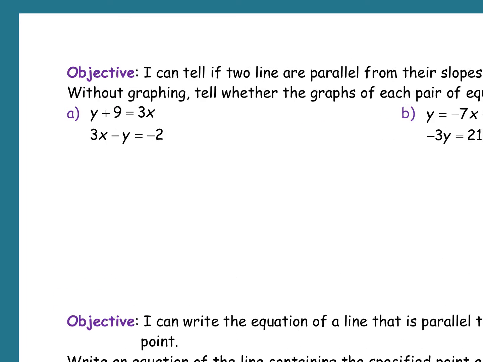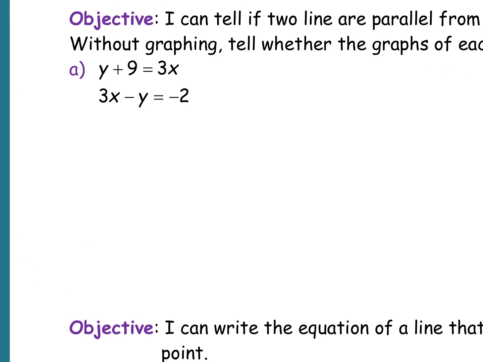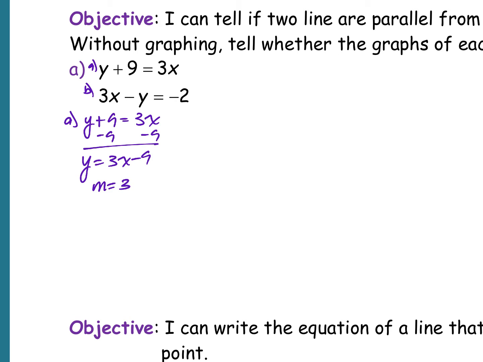Okay, here we go. We're doing letter A, right? And we have A and B. So y plus 9 equals 3x. What do I do? Minus 9. I want to get the y by itself. Minus 9. So y equals 3x minus 9. So what's my slope? 3.